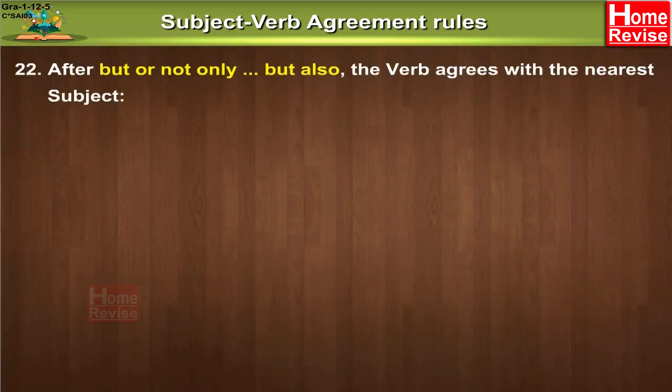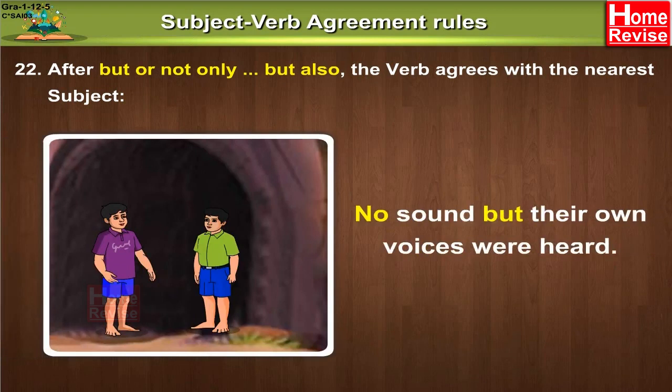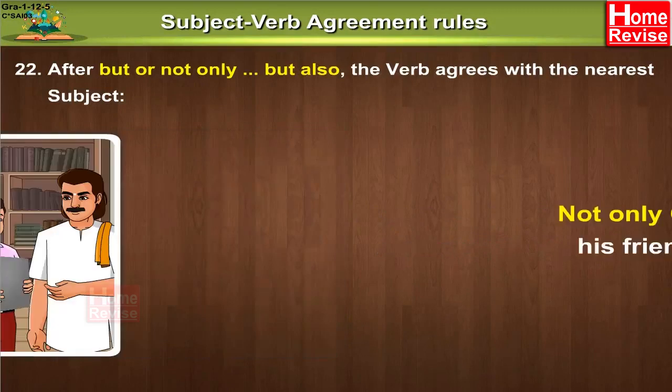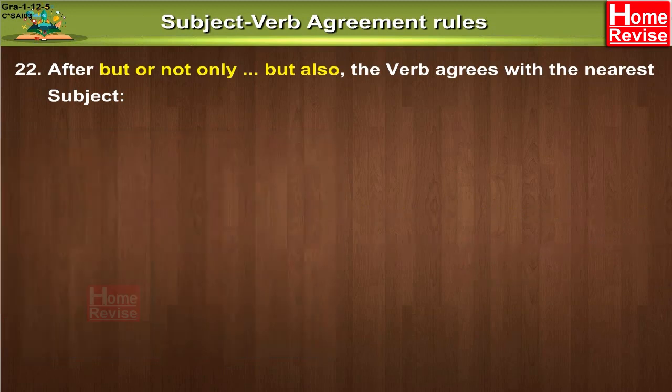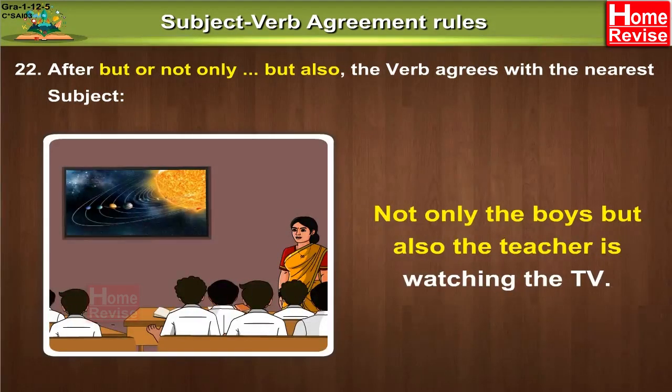22. After but or not only, but also, the verb agrees with the nearest subject. No sound but their own voices were heard. Not only George, but also his friends are buying books. Not only the boys, but also the teacher is watching the TV.